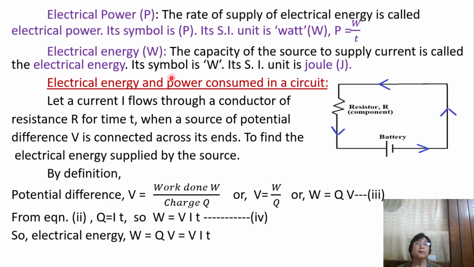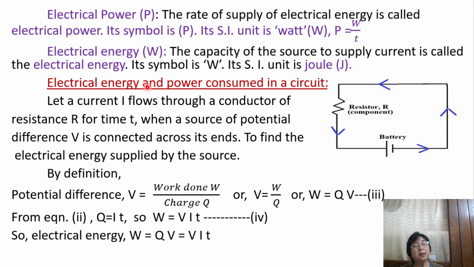Then the next is electrical energy. The capacity of the source to supply the current is called the electrical energy of the source. Its symbol is W, so electrical energy has the same symbol as work done. And its SI unit is joule. Remember, energy has the SI unit of joule.